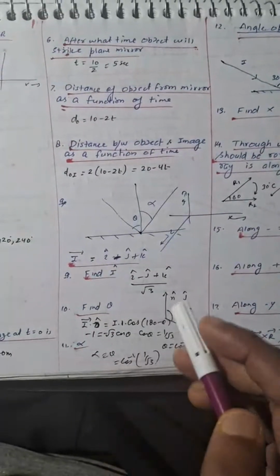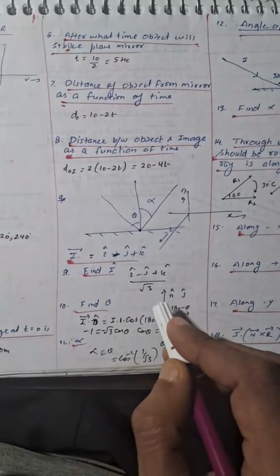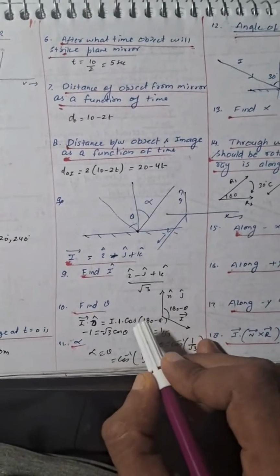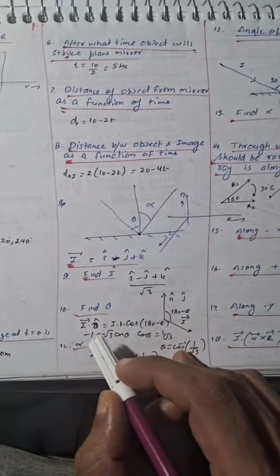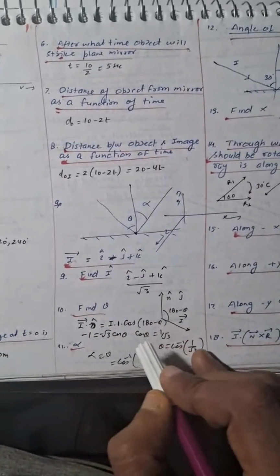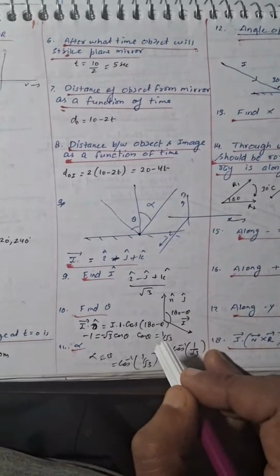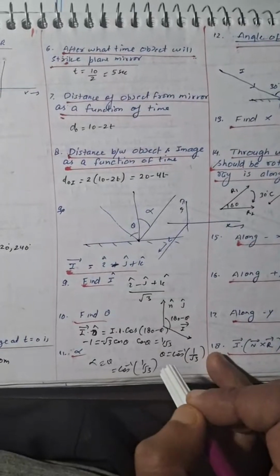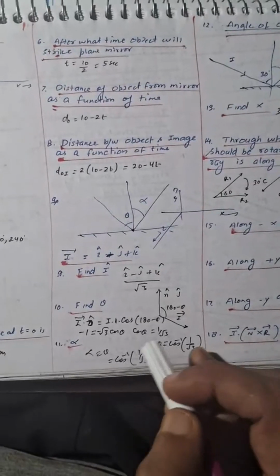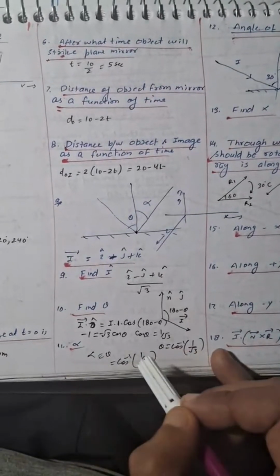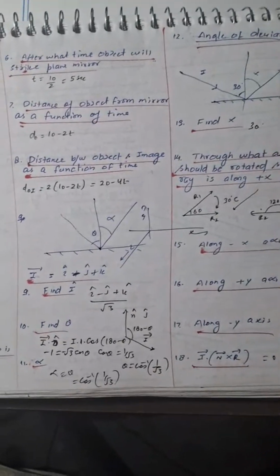So here we'll use the property that incident ray dot n cap is 1 into 1 into cos of the angle, which will be 180 minus theta. So that will be cos of 180 minus theta. So it will reduce to minus 1 is equal to minus root 3 cos theta. So that will give us cos theta is 1 by root 3. So theta is equal to cos inverse of 1 by root 3. Then we need to find alpha. Alpha will also be equal to theta, so that will also be equal to cos inverse of 1 by root 3.